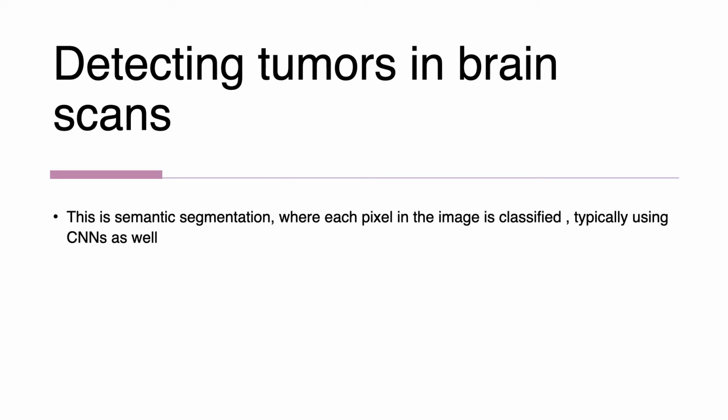Detecting tumors in brain scans. This is semantic segmentation, where each pixel in the image is classified, as we want to determine the exact location and shape of tumors, typically using CNNs as well.